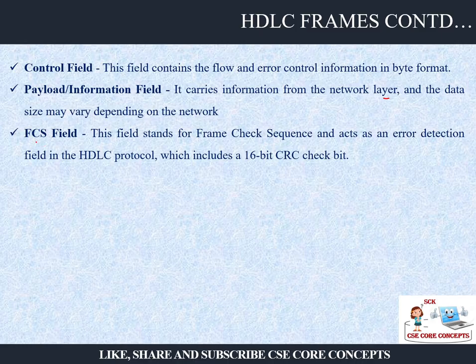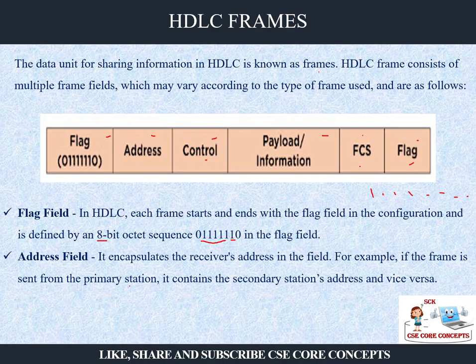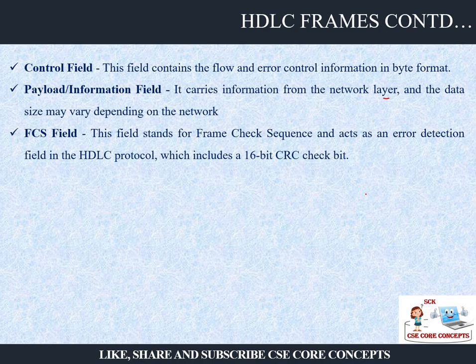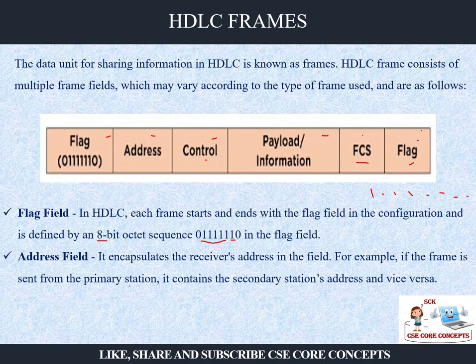Then comes the FCS field. It is for frame check sequence. We have already studied the error detection and correction techniques, where we studied the CRC method, where we generate a checksum. The checksum values which you generate for error detection and correction are stored in this FCS field. And of course the final one is the flag, that is the ending of this frame.